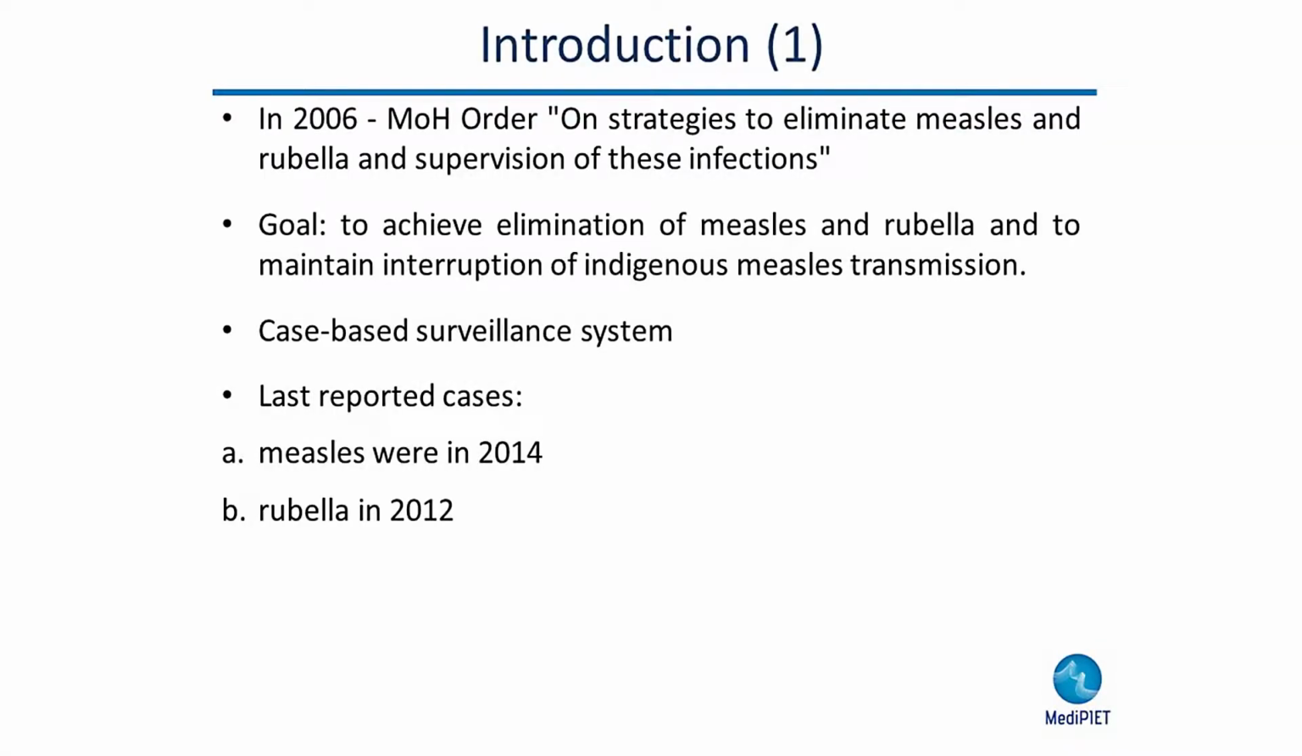I'll present an evaluation of a system for measles and rubella. In 2006, a Ministry of Health order was developed and implemented on strategies to eliminate measles and rubella. The goal was to achieve the elimination of measles and rubella and to maintain interruption of indigenous measles transmission. This Ministry of Health order was updated in 2012 and 2015.